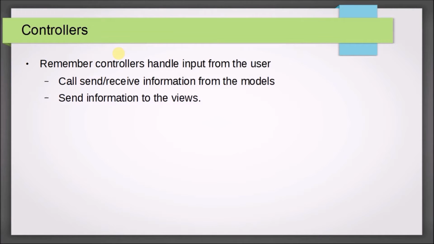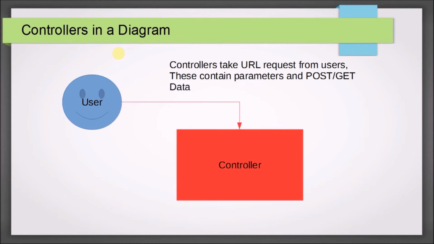So controllers, again, we just said this, but they handle input from the users, and they can send and receive information from the models, and they can send information to the views. Today we're going to start working with controllers, and we're going to take it piece by piece. The first piece we're going to talk about is that controllers take the URL requests from the users. These contain parameters and post get data. We're not going to worry about post get right now. We're going to focus on the parameters in the URL and the URL form.